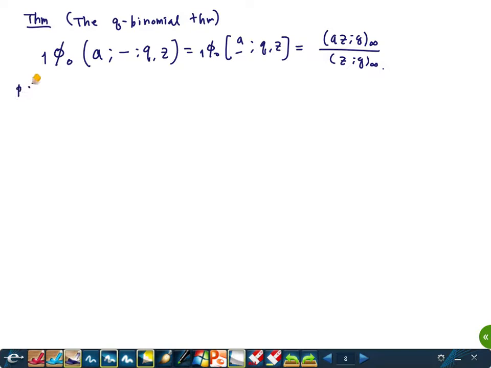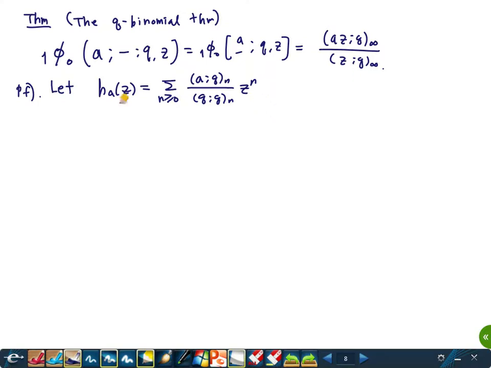Proof. There is a combinatorial proof of this, but I'm going to prove this using just q-series, just to show you how it is done in q-series. We will find a recurrence relation for this. So let's say H_a(z) equals this series. By definition, this is basically the left-hand side. So the identity says this is equal to this, basically.